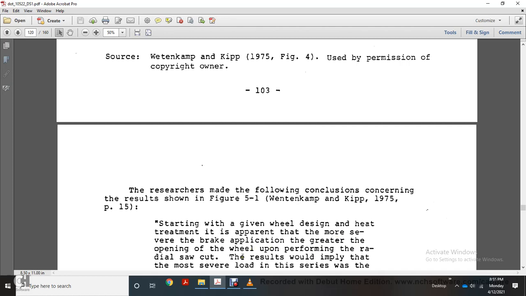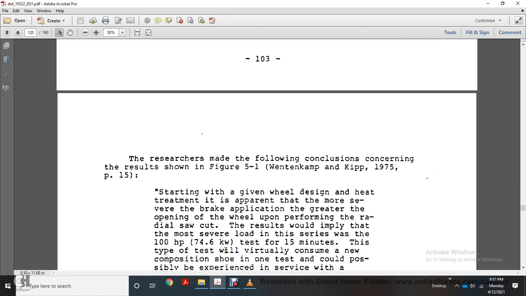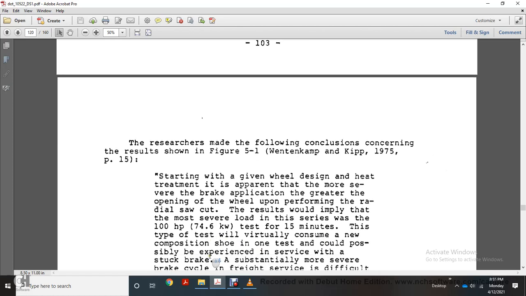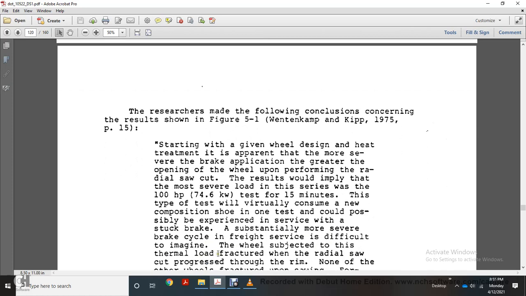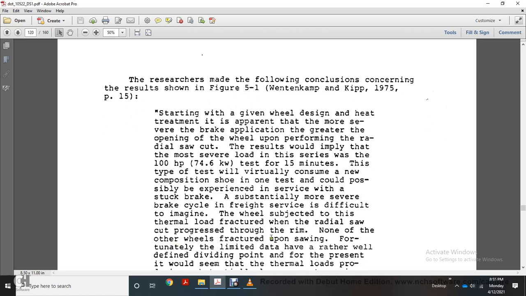Upon performing the radial saw cut, the result would imply that the most severe load of the series was the 100 horsepower test for 15 minutes, with the test virtually consuming the new composition shoe. That test could possibly be experienced in service with a stuck brake, a substantially more severe braking cycle. The surface is difficult to imagine. The wheel subject to this thermal load fractured on the radial saw cut, which progressed through the rim. None of the other wheels fractured upon sawing.